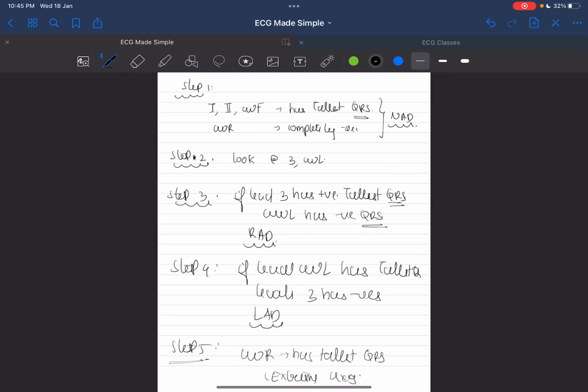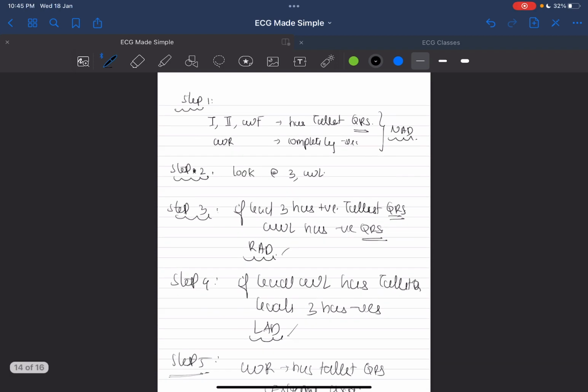First step, look at lead 1 to AVF. They are the normally directed leads. If 1 to AVF has the tallest QRS complex, then it is a normal axis. Confirm it with a negative AVR. Step 2: if 1 to AVF does not have the tallest QRS complex, then look at lead 3 and AVL. If lead 3 has the tallest QRS complex and AVL is negative, then it is right axis deviation. If AVL has the tallest QRS complex and lead 3 is negative, think of left axis deviation. If AVR has the tallest QRS complex, think of extreme axis deviation or indeterminate axis. That way you have to think.